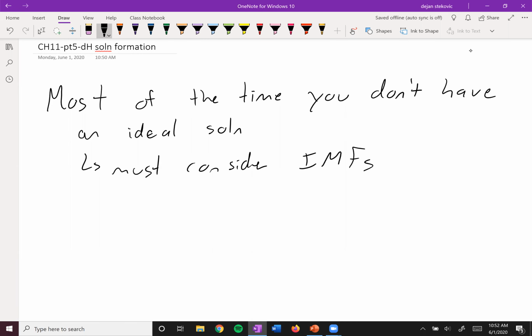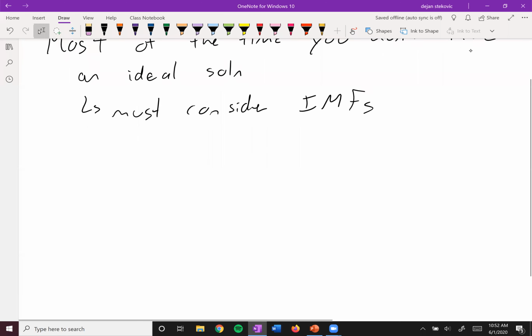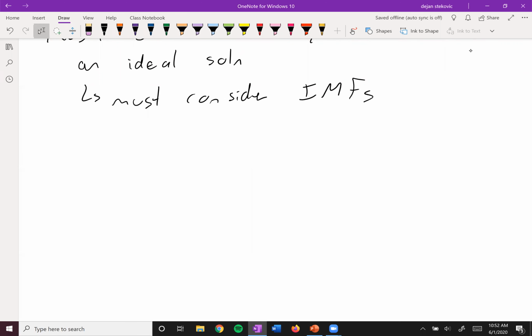All right, so next up, we're going to look at the formation of a non-ideal solution. As we said previously, most of the time we don't have an ideal solution. And so if we want to think, will this dissolve in this type of thing, we need to consider the intermolecular forces involved in making a solution. So think about where we're starting off. First off, we have just solvent on one side and then solute on the other side.